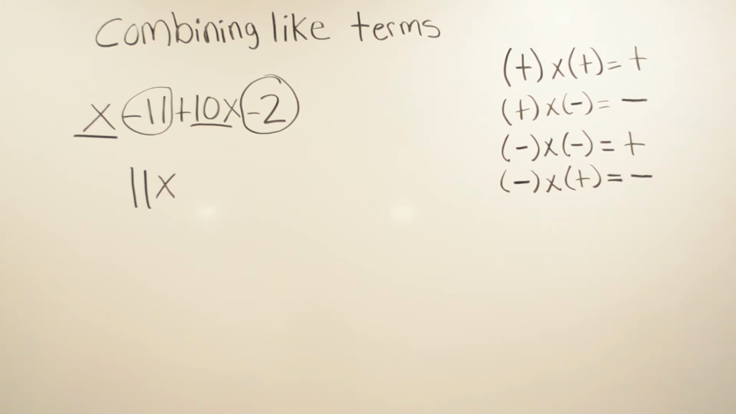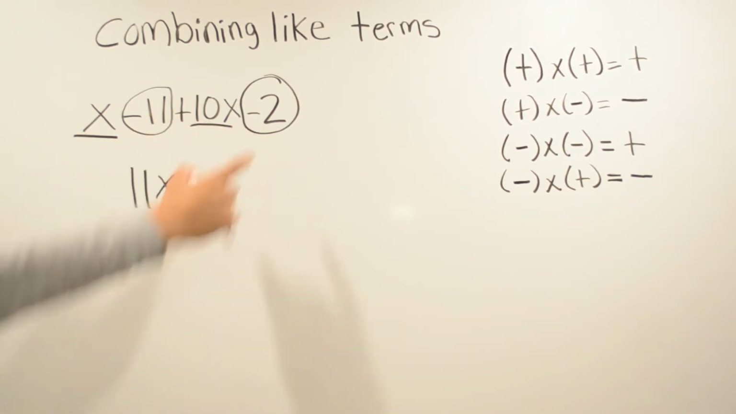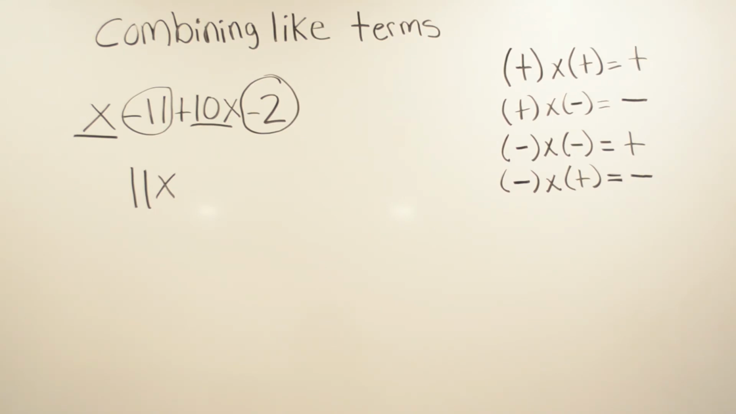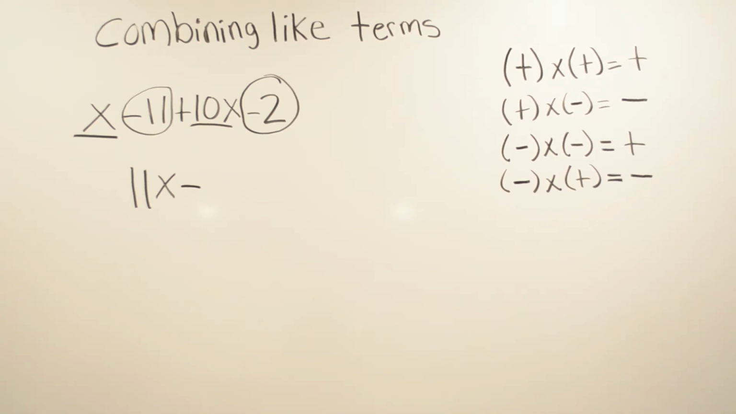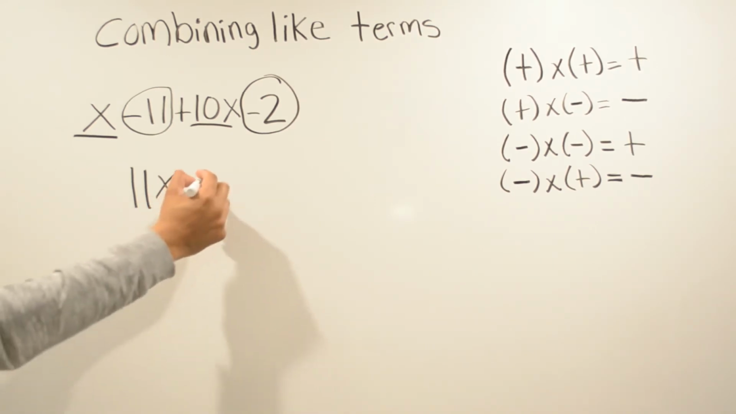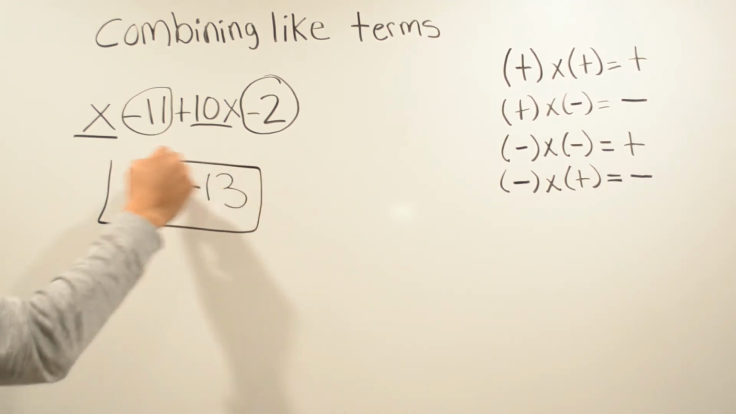Then I go ahead and combine the other terms, which is negative 11 and negative 2. When we have two of the same signs, if it's negative or positive, you're always going to add. In this case, we have negative 11, negative 2. So our answer is going to be negative. So negative 11 plus negative 2 is going to give us negative 13. So that's going to be our answer.